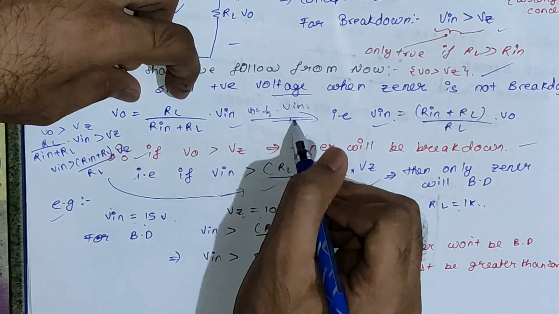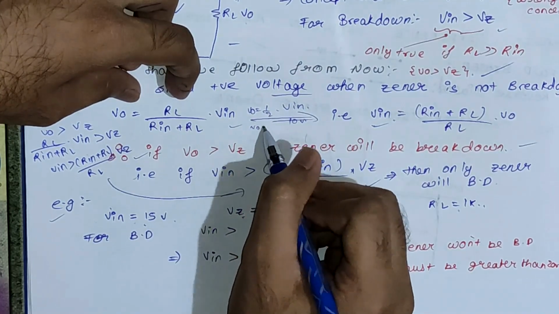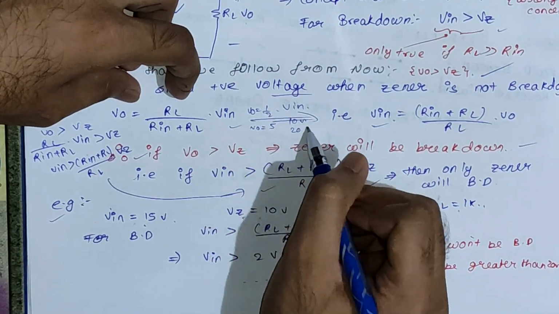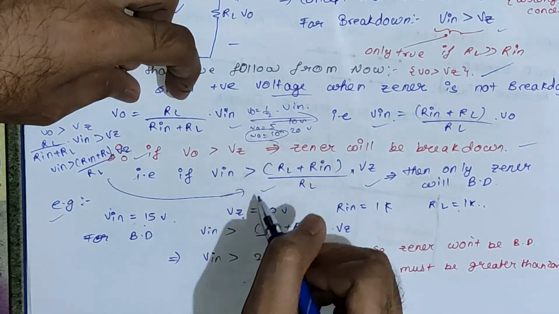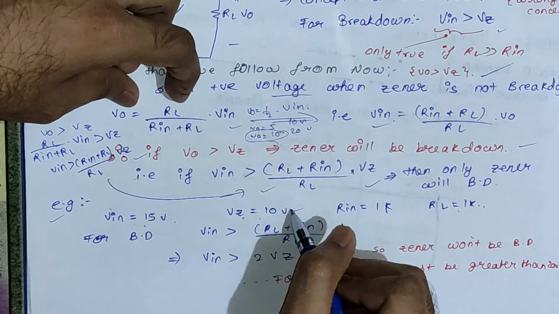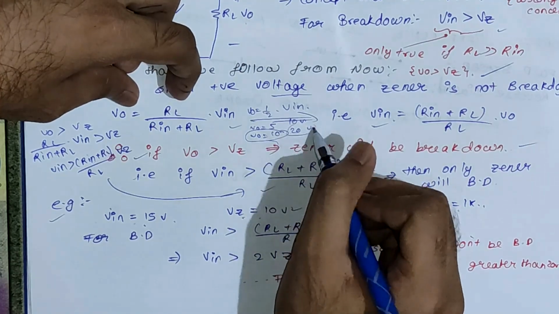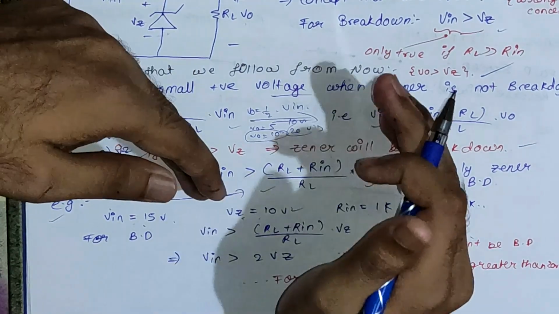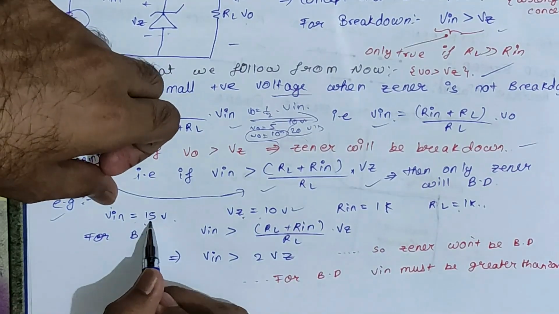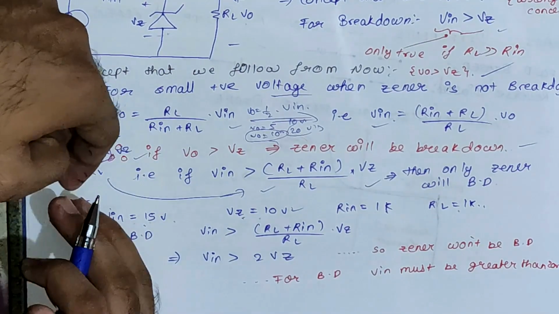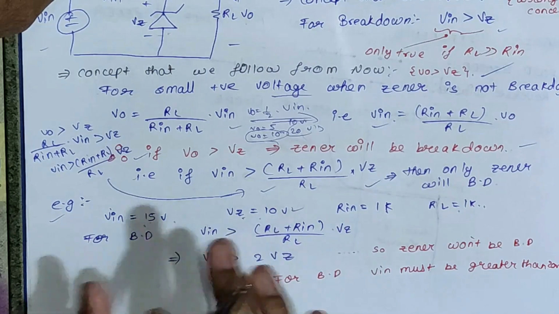So if Vin is 10 volt, then you will get Vo as 5 volt. If it is 20 volt, then you will get Vo as 10 volt. And we want Vo to be greater than Vz. So we can say if and only if Vin is greater than 20 volt, then only our Zener is going to break down. Here you can see we have Vin equal to 15 volt. It is less than 20 volt, so we can say our Zener diode won't break down.